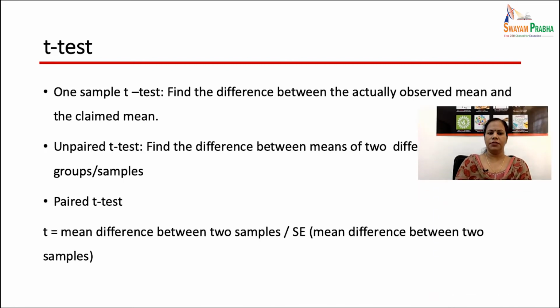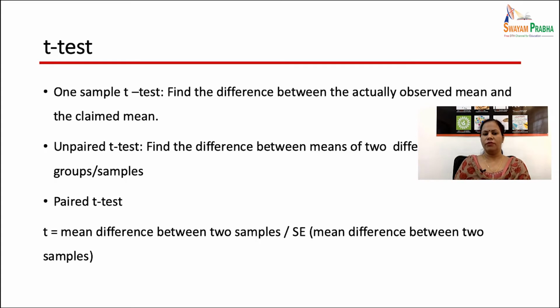Third one is the paired t-test. The paired t-test is where we have one sample only, but from the one sample we have two means, for example, pre-test and post-test. So we have one mean from the pre-test and one mean from the post-test. From the same sample we have two sets of data and two means, and we want to compare the difference between the pre-test and post-test mean. Then we go for the paired t-test.